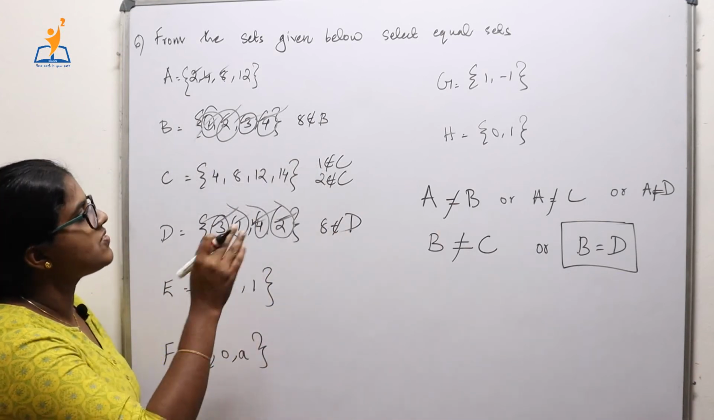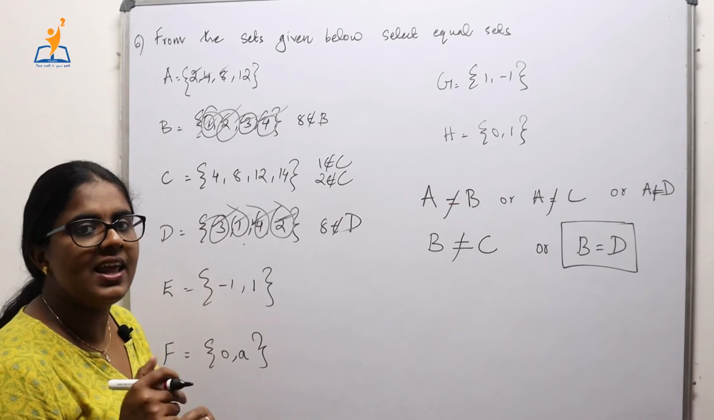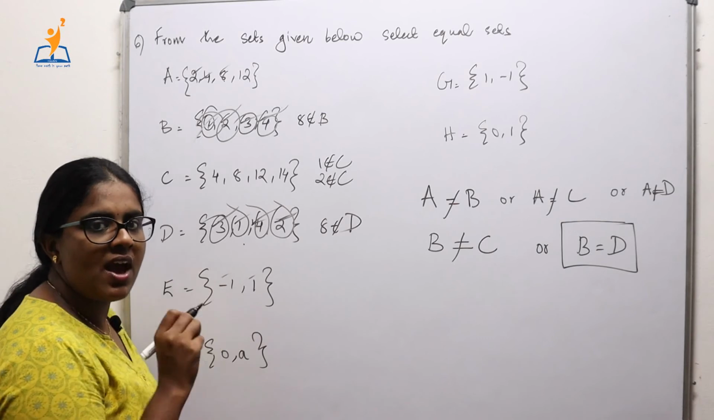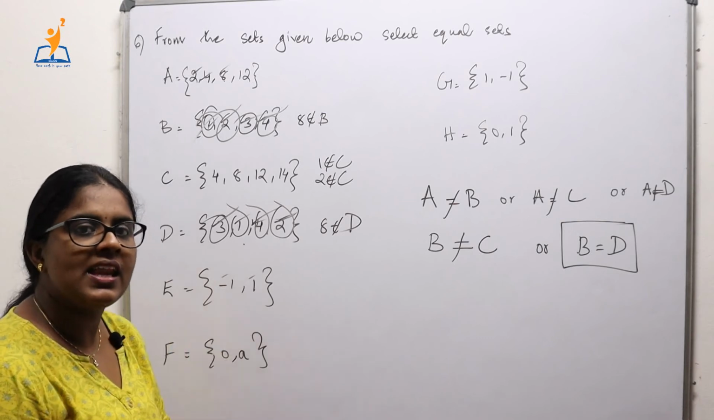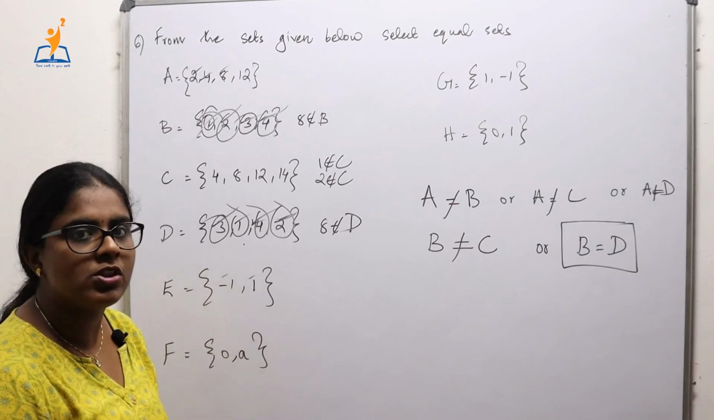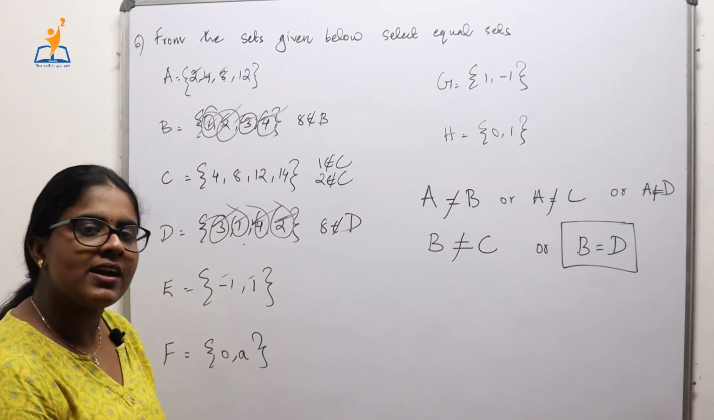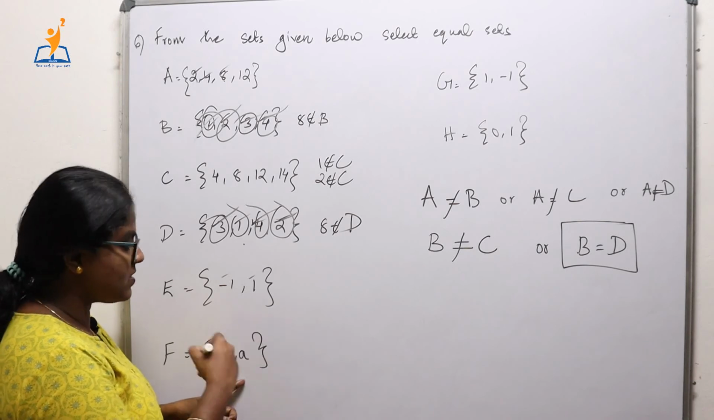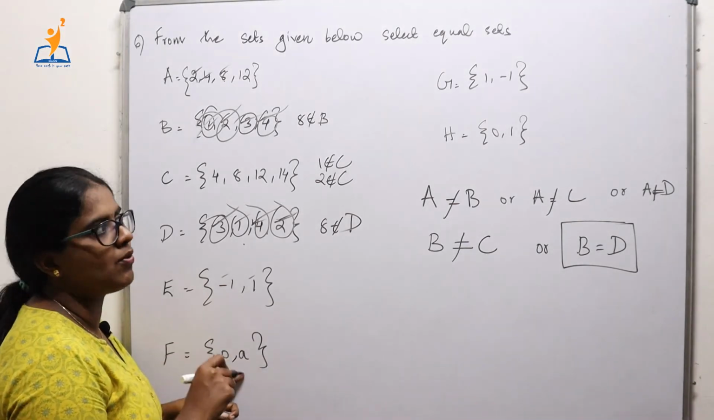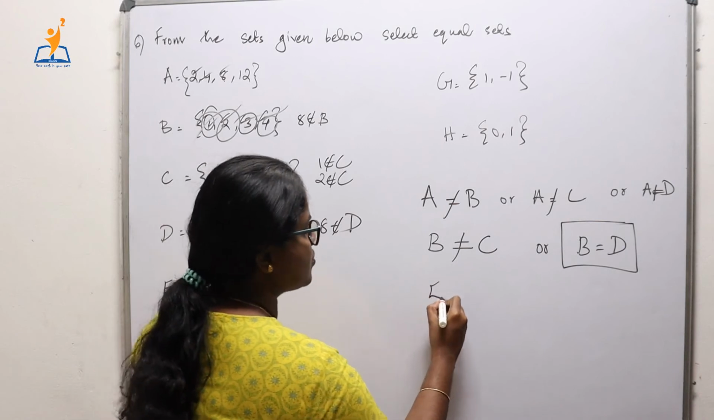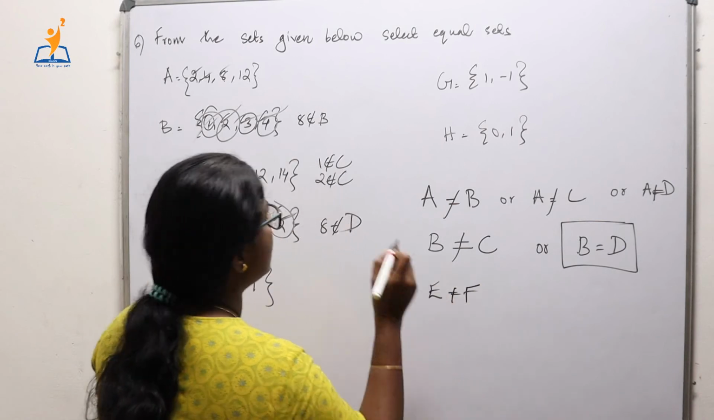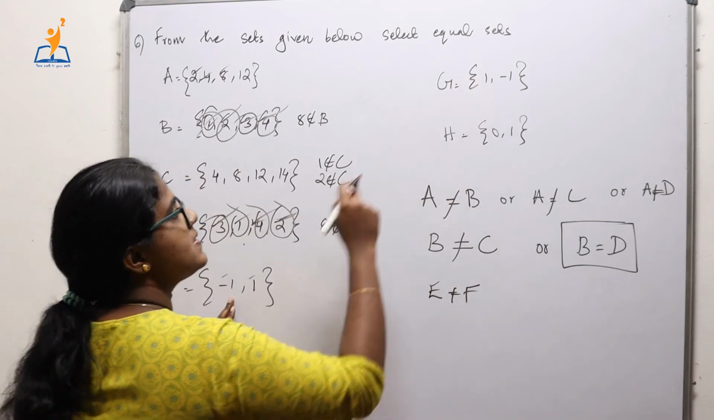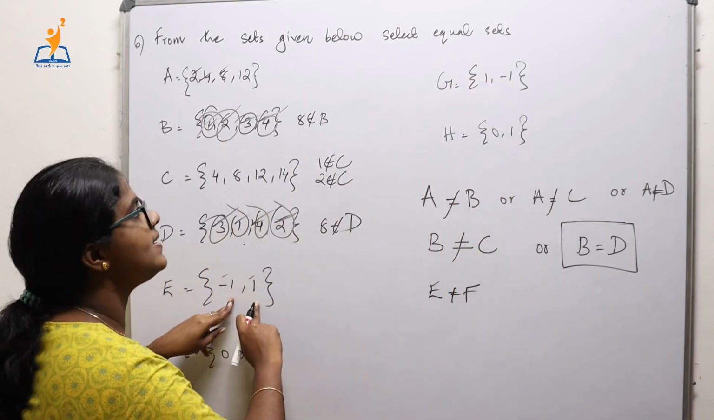Now E, F, G and H are the sets containing 2 elements. Now here we have minus 1, 1. We have to check whether there is any other set which contains both minus 1 and 1 and does not contain any other elements. Here we have 0, a, which does not contain minus 1 and 1. So E not equal to F.